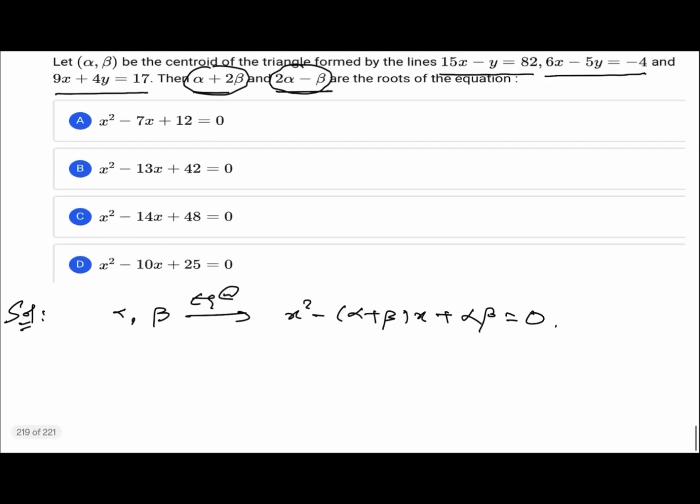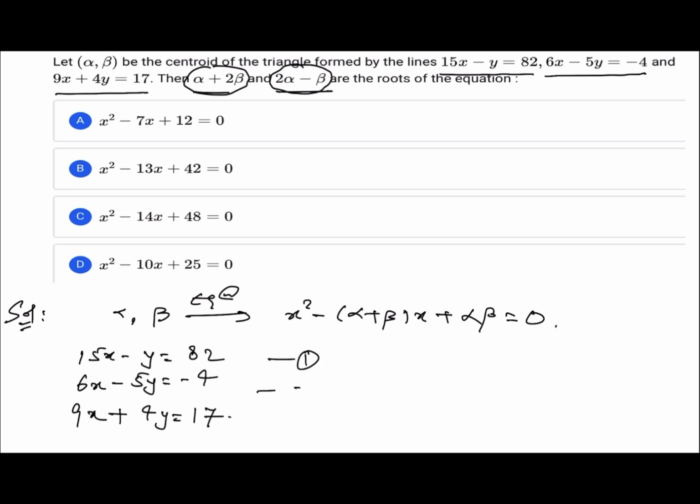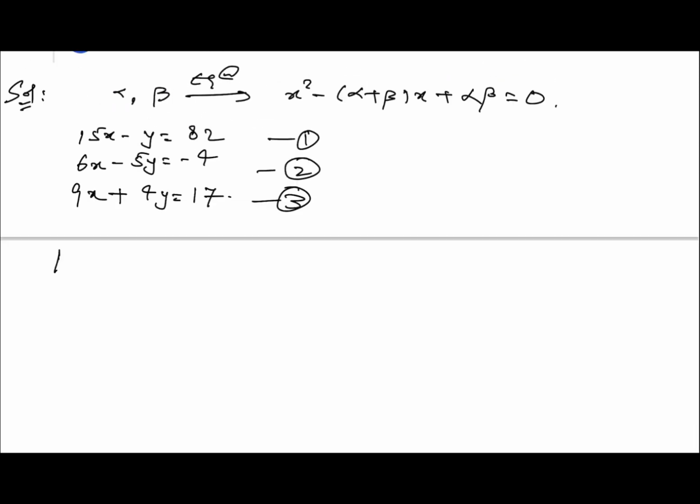Now equations are 15x minus y is equal to 82, 6x minus 5y is equal to minus 4 and 9x plus 4y is equal to 17. It is 1, it is 2 and it is 3. Now from 1 and 2, solve 1 and 2 pairwise, you can get the point of intersection.